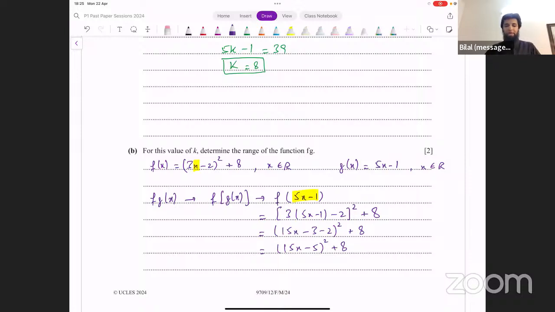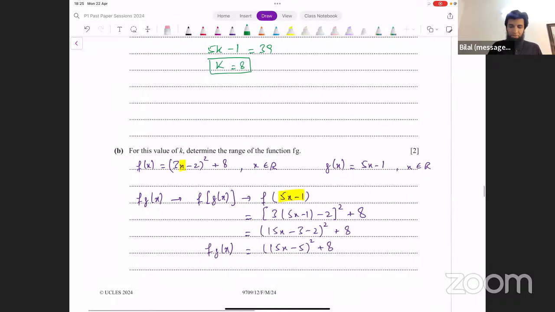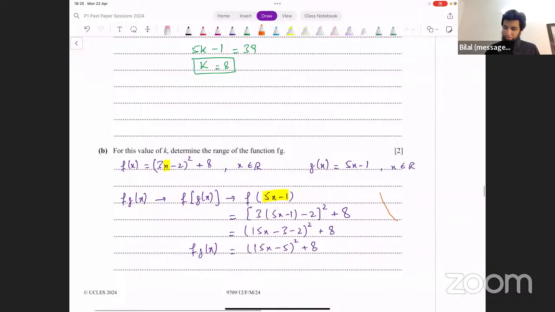We are looking for the range of this function fg. Now, again, it's a quadratic function. Fg of x, it's a quadratic function. It's a U-shaped graph, which is going to look like this. What's the turning point of this graph?